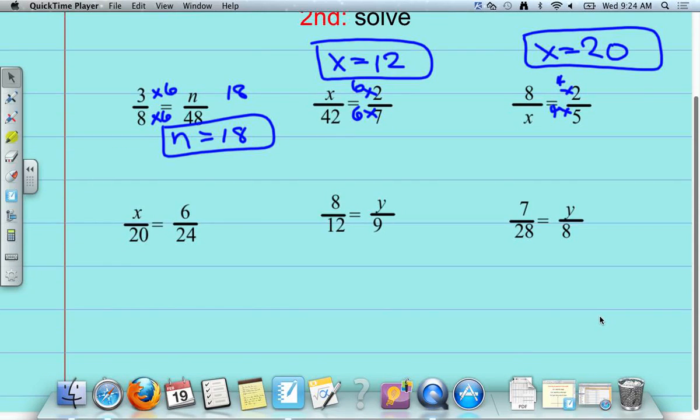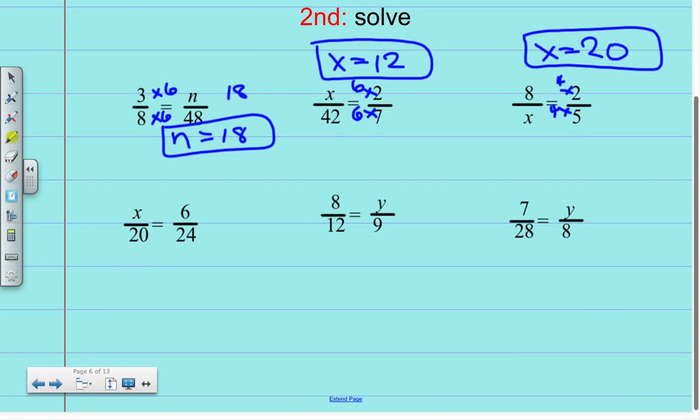So since I can't multiply 20 by something to get to 24, I'm going to set their cross products equal to each other. It is the principle of proportions that works for all when we solve. So I say 20 times 6 is equal to 24 times x.